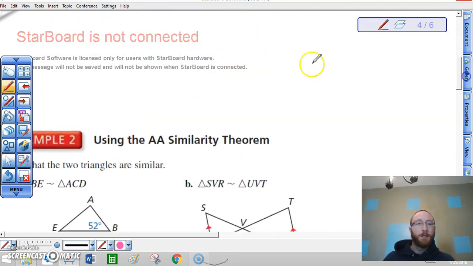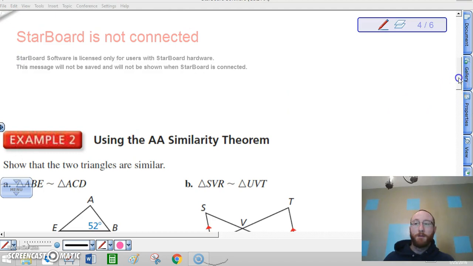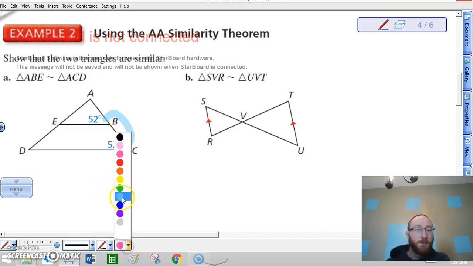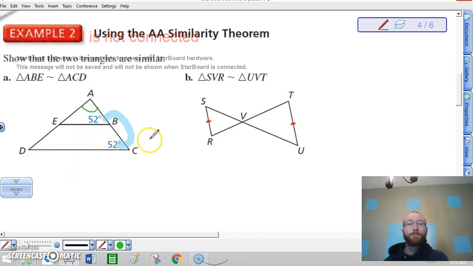Now let's look at another example to use angle-angle. I want to show the two triangles are similar. So it's pretty obvious on this left example that we have a 52 and a 52. All right, but I need another angle. So you can do this a couple different ways. The easiest way, the cleverest way, is to use the reflexive property. Both these triangles share this angle A. So I've got angle A in both triangles. I've got angle ABE and angle ACD. So I can use the two triangles being similar by angle-angle.